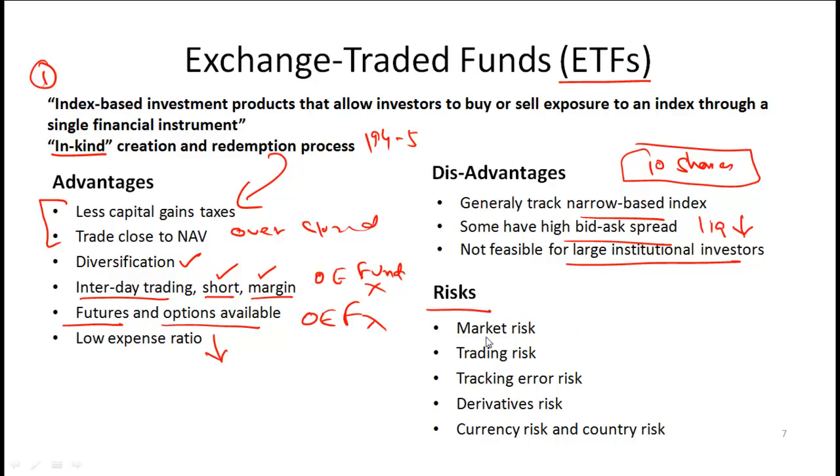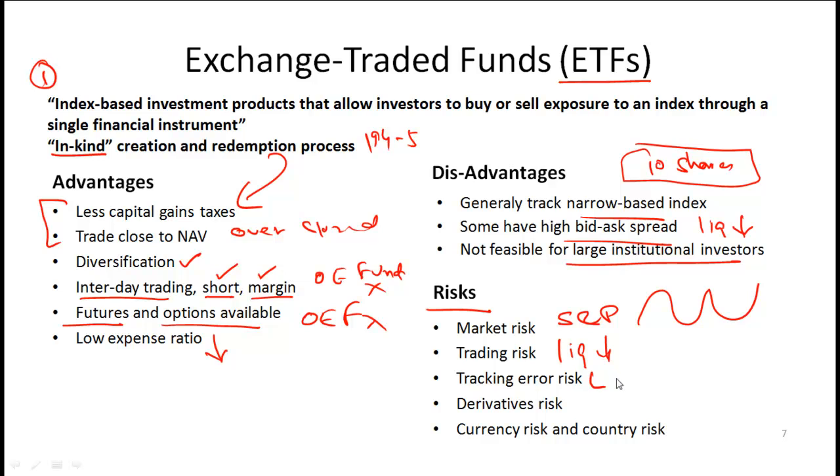Some risks. One is the obvious market risk. So if the ETF is based on an index such as say the S&P, then obviously the fluctuations of the S&P index are going to be reflected in the valuation of the exchange traded fund. Trading risk essentially refers to if the liquidity is relatively low and hence the bid-ask spreads are high, then we have a trading risk. Tracking error risk means that at times the return on the index or the return on the exchange traded fund might not properly track the underlying index.